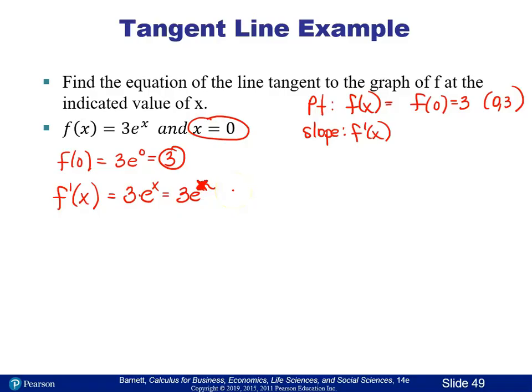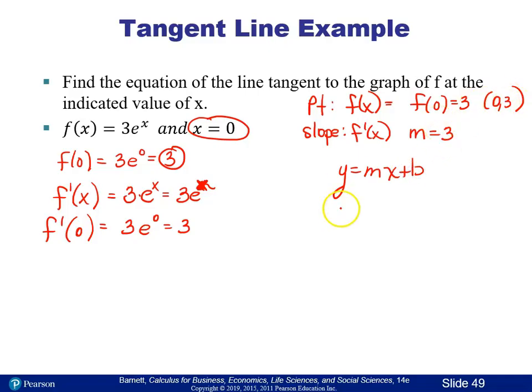Okay. So I need to evaluate that at 0. So that would be 3e to the 0 again, which is just 3. So my slope would be 3. So I'm going to do y equals mx plus b using this point and this slope. So 3 would be equal to 3 times 0 plus b. This will be 0, so b is going to be equal to 3. So I'm going to have y equals 3x plus 3. Substitute in the m and the b for your equation.